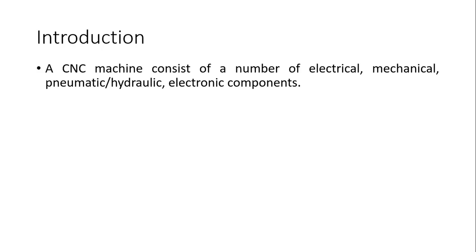So what we are going to discuss is an introduction to the different kinds of problems. A CNC machine consists of electrical, mechanical, pneumatic or hydraulic, and electronic components. It is a basic requirement for a CNC machine that all kinds of engineering are collaborated in it, whether it is computer science, mechanical, electrical, or electronics. So everything is connected in here, and the problems can be related to any of these components.